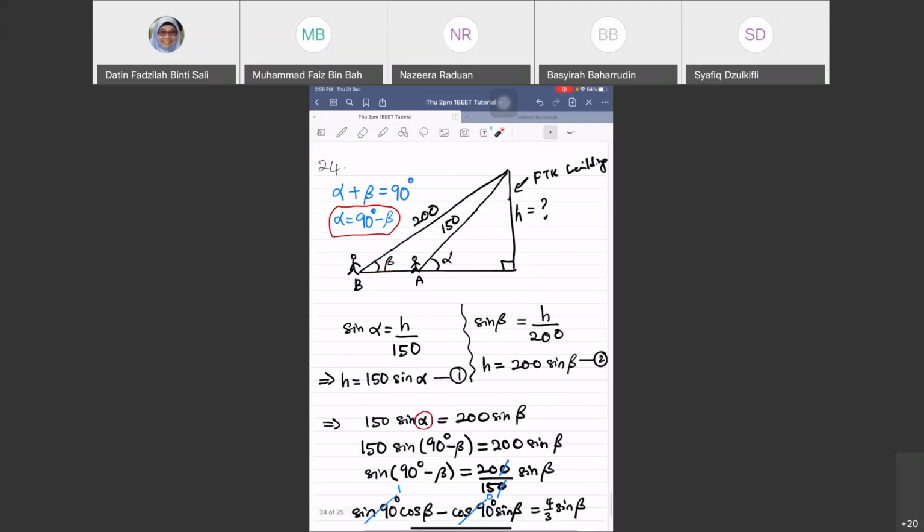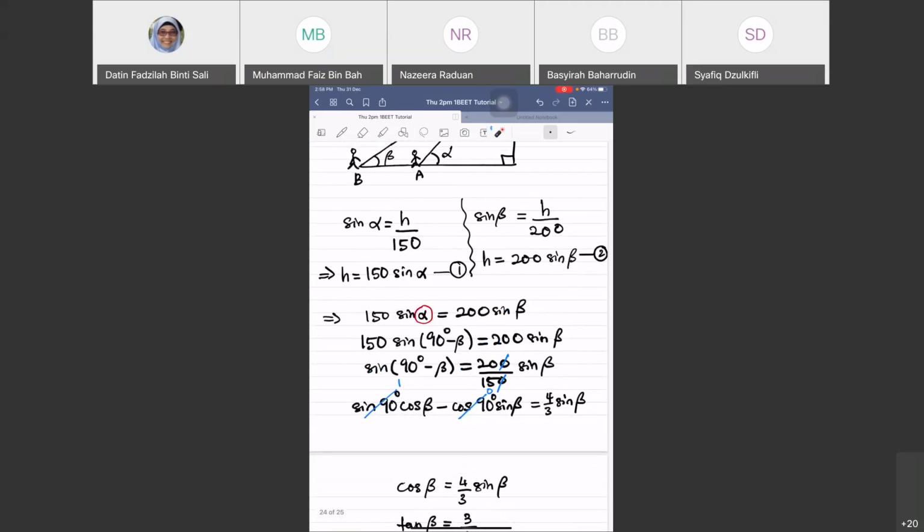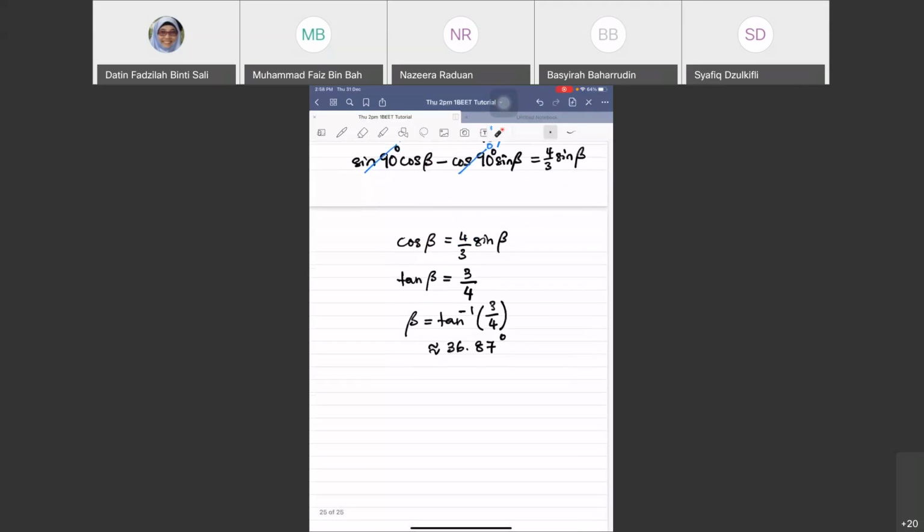Since I am solving for beta, I am using H equals 200 sine beta. So H equals 200 sine 36.87 degrees. Use the calculator again.